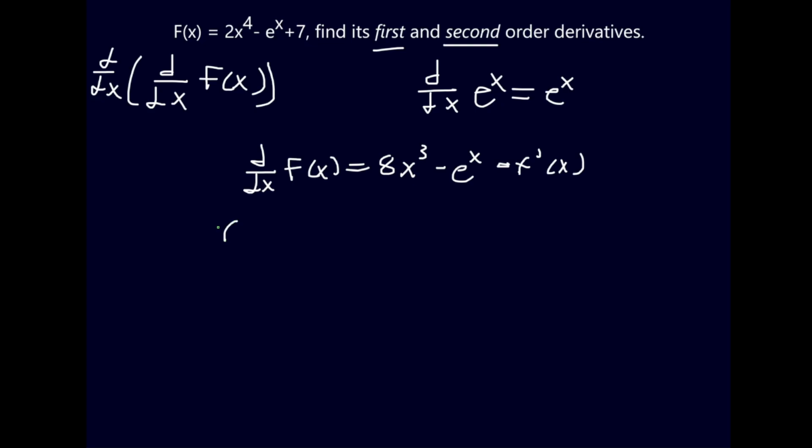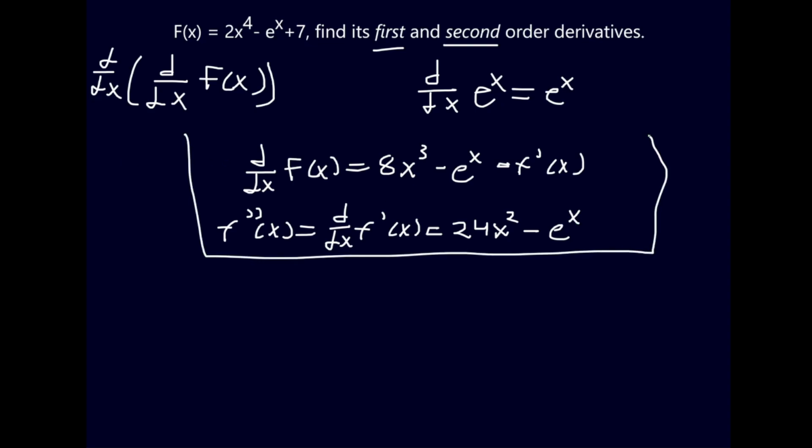Now, the second order derivative, which I'll denote by these ticks in front of this f, is just the derivative of the first order derivative, which is just the derivative of 8x to the 3. So we bring the 3 down. So 8, 16, 24, minus that 3 by 1, which is x squared. And then we're going to take the derivative of e to the x again, which is just e to the x as before. And then, yeah, these are our first and second order derivatives.